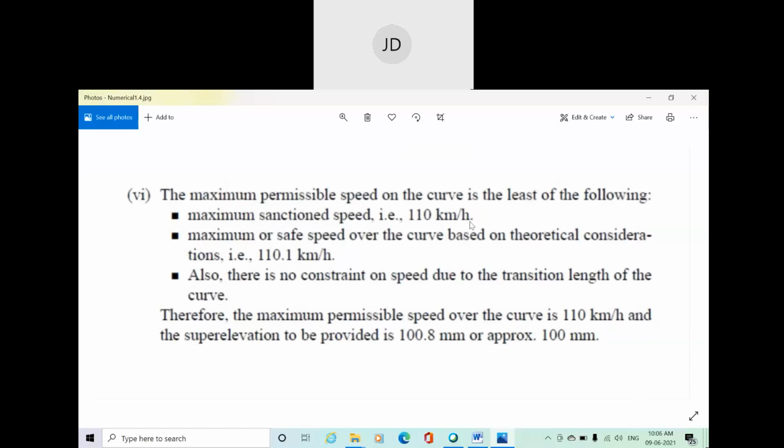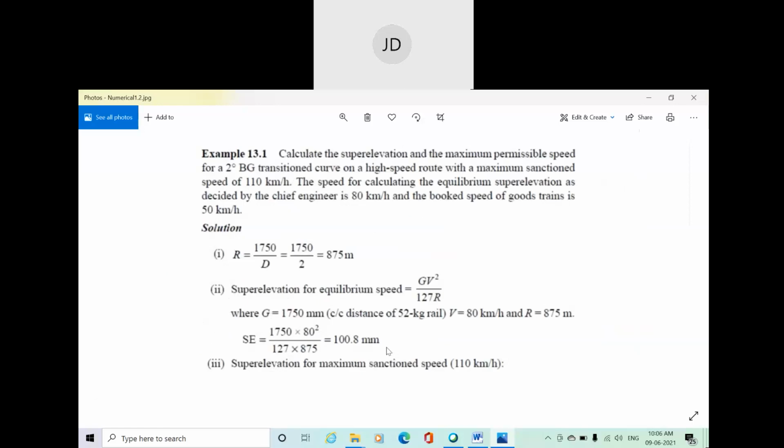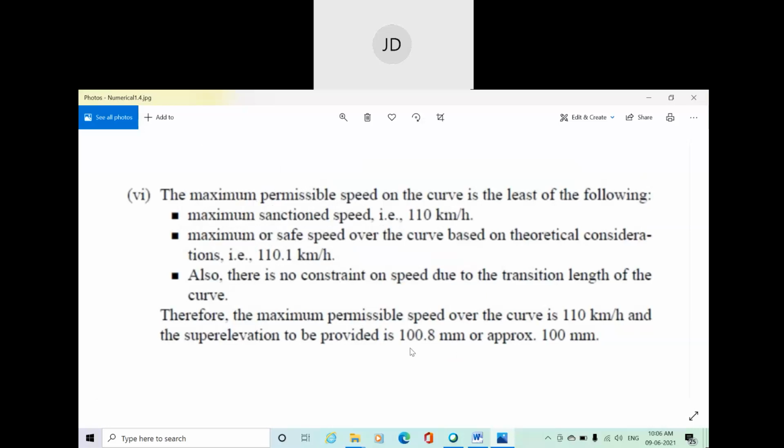Okay, we need to consider the lowest one, that is 110 km per hour, and corresponding superelevation, we need to consider the actual superelevation that we provided. So corresponding to the 110 km per hour speed of the train, the superelevation we provided is 100.8 millimeter. Fine. So we are taking this 100.8 millimeter superelevation for this particular train. So this is a complete numerical on superelevation.